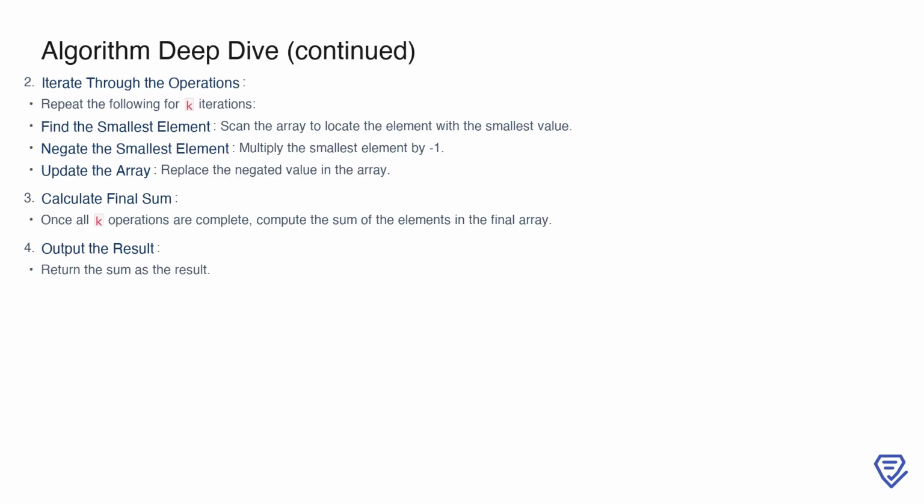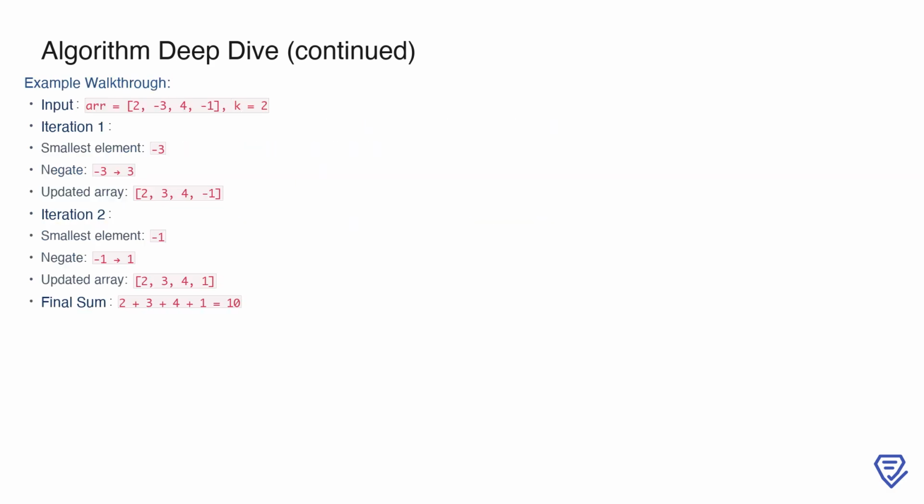Once we identify this element, we negate it by multiplying it by -1, and then update the array to reflect this change. After completing all k negations, the final step is to calculate the sum of the updated array, which represents the maximum sum achievable under the given constraints. This sum is then returned as the result of the algorithm.